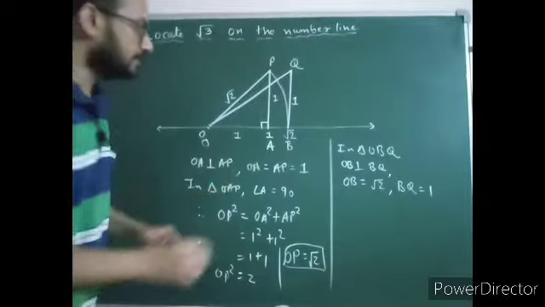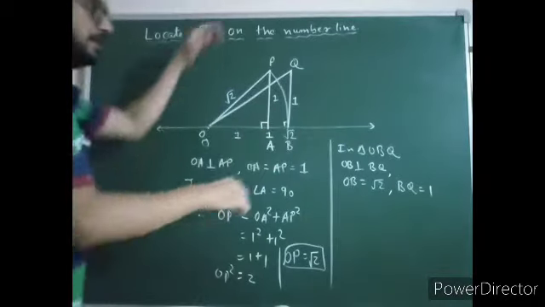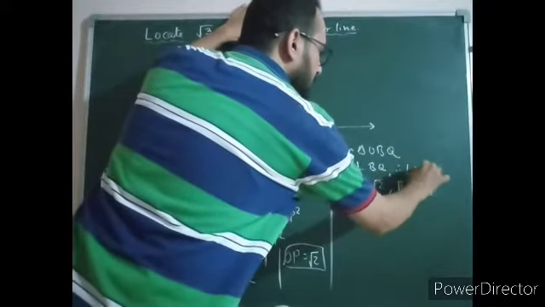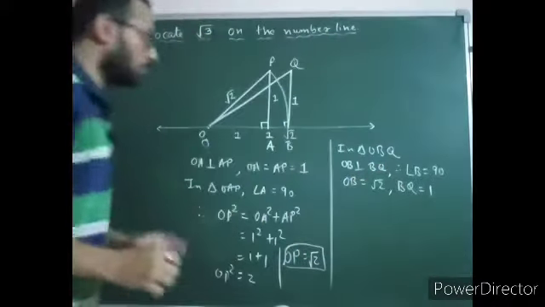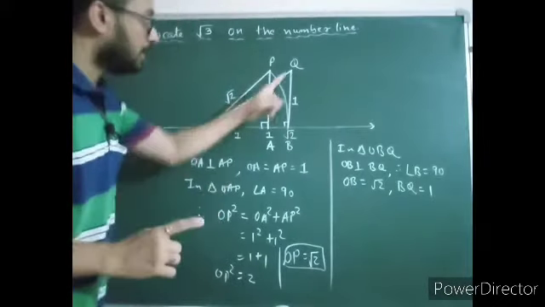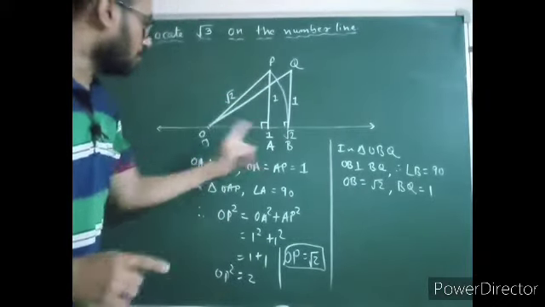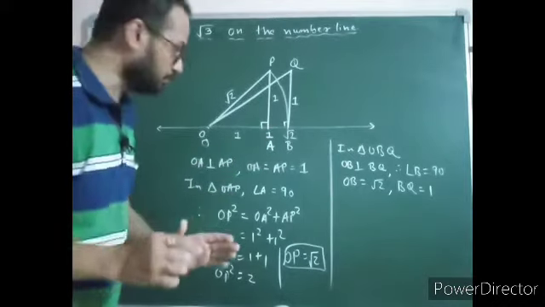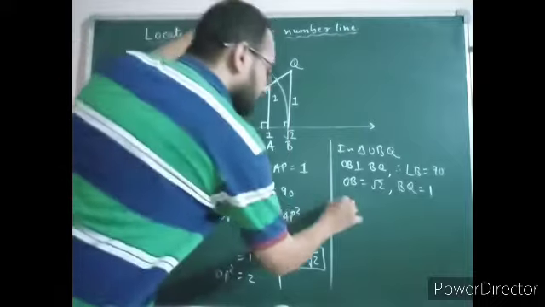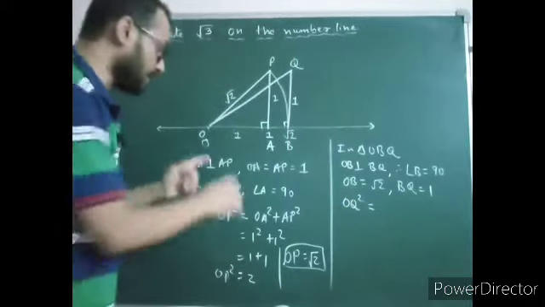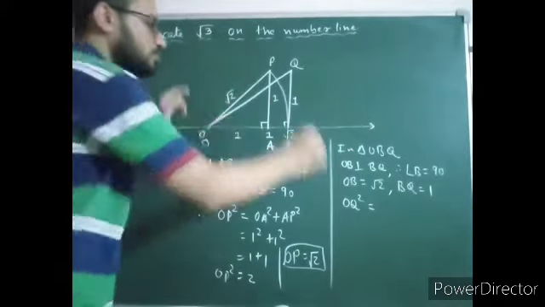Now we can see here angle B is a right angle. OB is perpendicular to BQ, therefore angle B is a right angle. So in that case OQ will become the hypotenuse. Applying the Pythagoras theorem on triangle OBQ, we know that the square of the hypotenuse, that is OQ square, equals the sum of the squares of the other two sides, that is OB square plus BQ square.